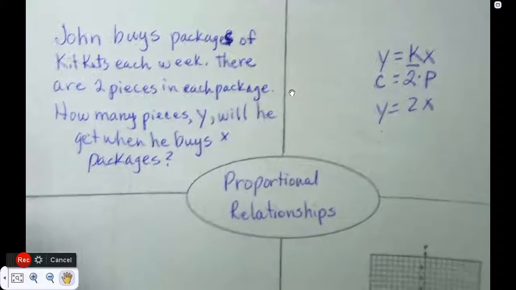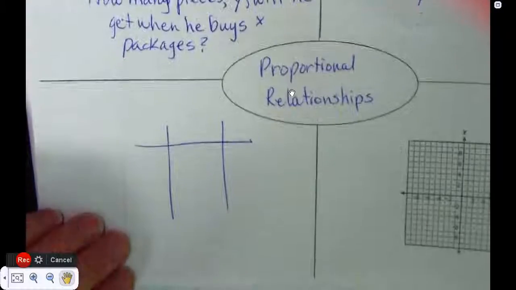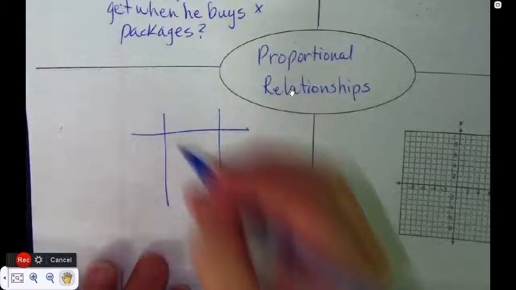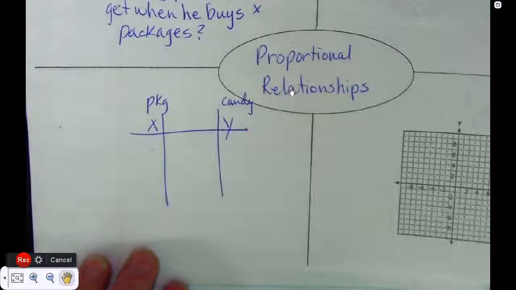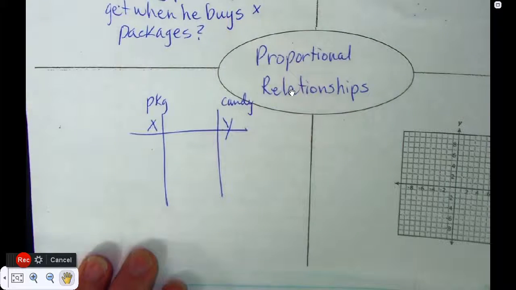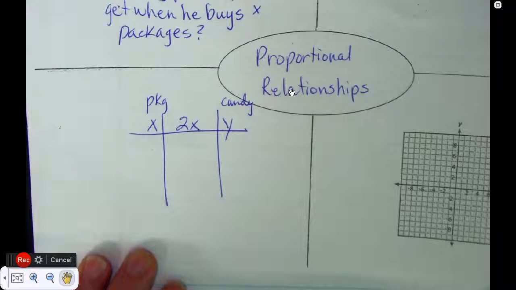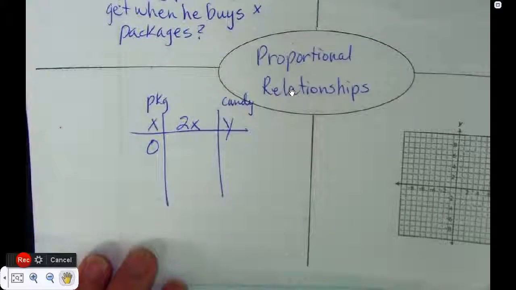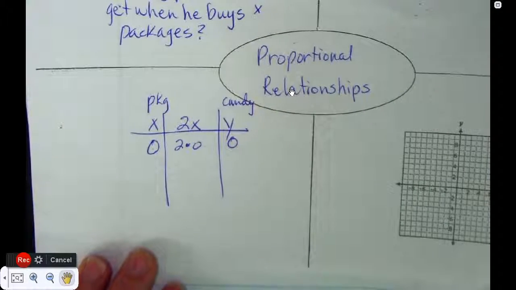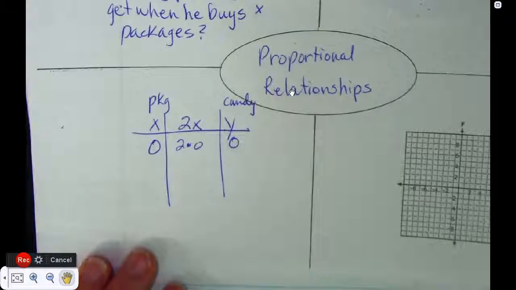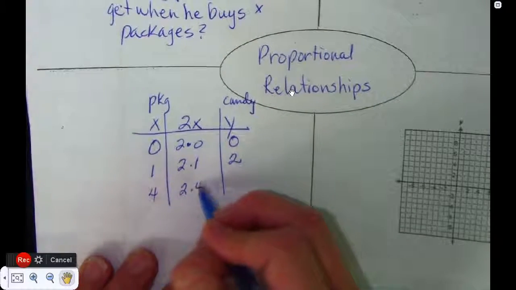So now we're going to come down here and make a table and then graph it. Make an H table, chart table, whatever you want to call it. X, Y. Remember, this is the packages, this is the pieces of candy. So let's use the 2X. If you do 0, 2 times 0 is 0. He doesn't buy any that week, so he eats 0 pieces of candy. Let's do 1. 2 times 1 is 2. And then let's do 4. 2 times 4 is 8.